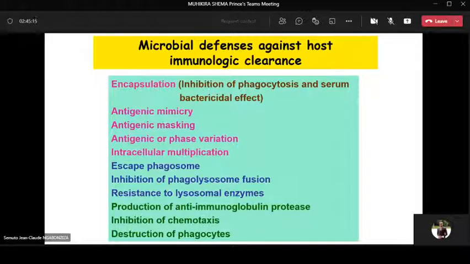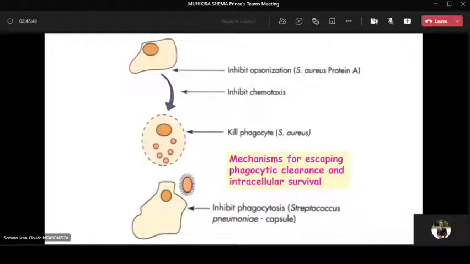Production of anti-immunoglobulin protease, inhibition of chemotaxis, destruction of phagocytes. All these are potential defenses of bacteria against the host defense. So the bacteria have to really fight so that they can survive and cause disease. As we just said, Staphylococcus aureus protein A inhibits opsonization. Opsonization is attaching antibodies to allow phagocytosis, so they inhibit that process. They also inhibit chemotaxis. They can kill phagocytes: when the phagocyte has ingested them, they can just kill it.